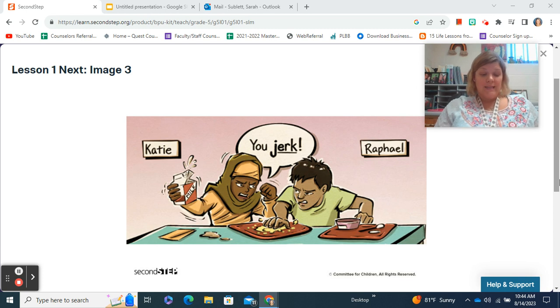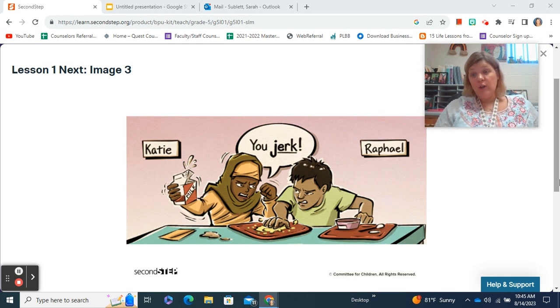So, what is it if it isn't bullying? What do you think you call this? If it's not a bullying situation, we would call it a conflict. They're definitely having a conflict, a disagreement, or it's just bad behavior, right? So the reason why it's not bullying is because it's not happening over and over.